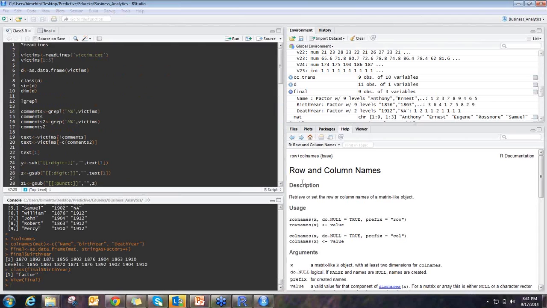So Vinayak is asking, can you give us a demo of word cloud in R? I can give you a demo of word cloud in R, that is fine. But what exactly do you want? I can show you how sentiment analysis can be done in R. I can show you how a word cloud can be built in R.